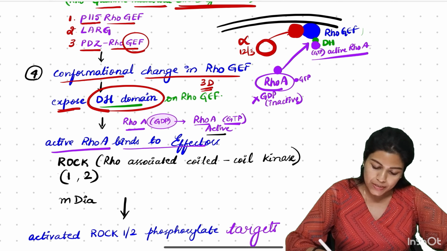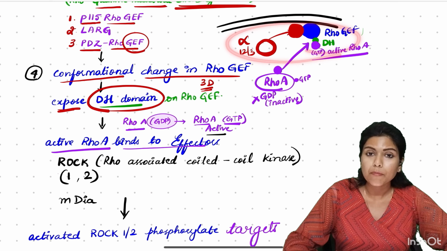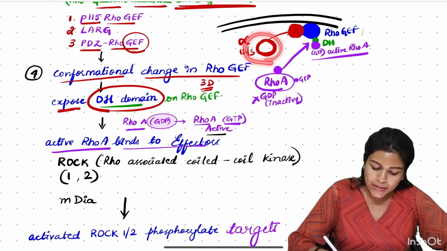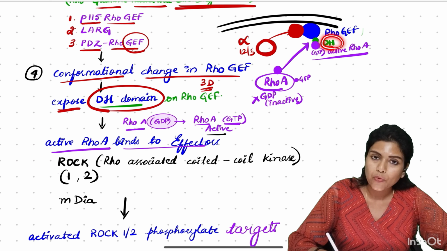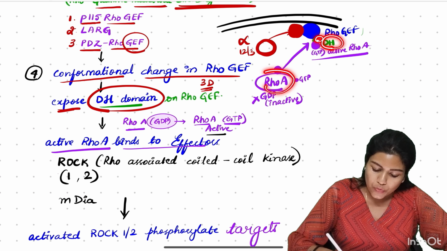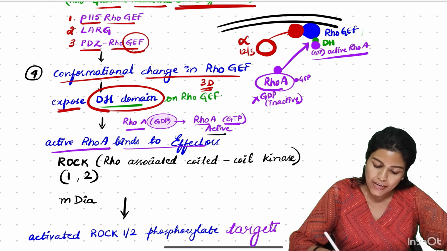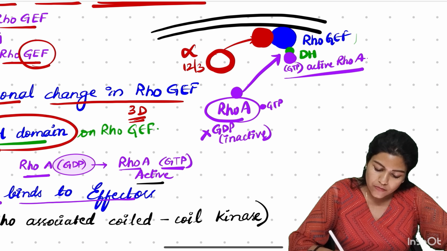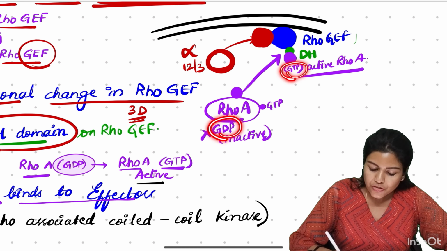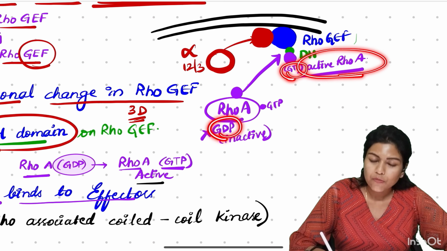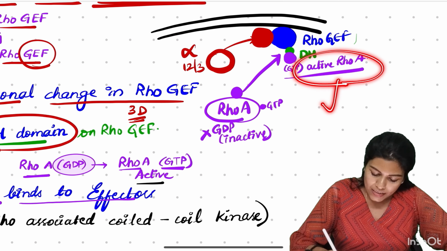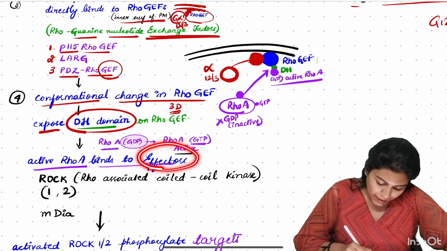So all this is happening at the surface level, at the plasma membrane level. This activated alpha binds the RhoGEF present on the inner surface of the plasma membrane. Because of binding, this DH domain got exposed, because of which the RhoA present in the cytoplasm gets pulled towards the RhoGEF at the membrane. And because of this binding, the GDP will be exchanged for GTP. Hence, it becomes active Rho. Now, this active Rho will act upon the effectors. It will bind to effectors.